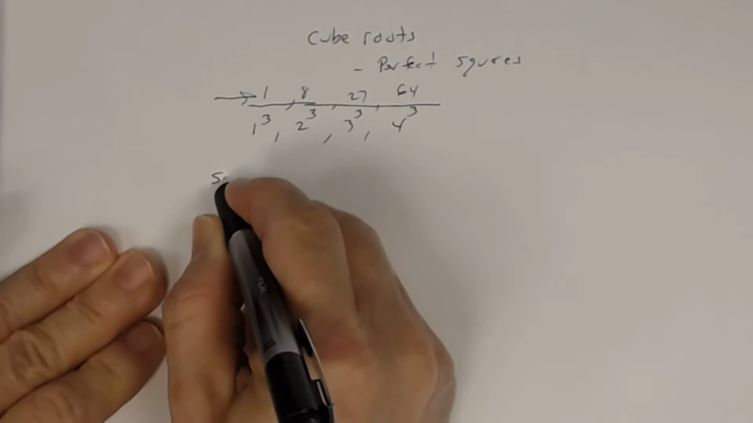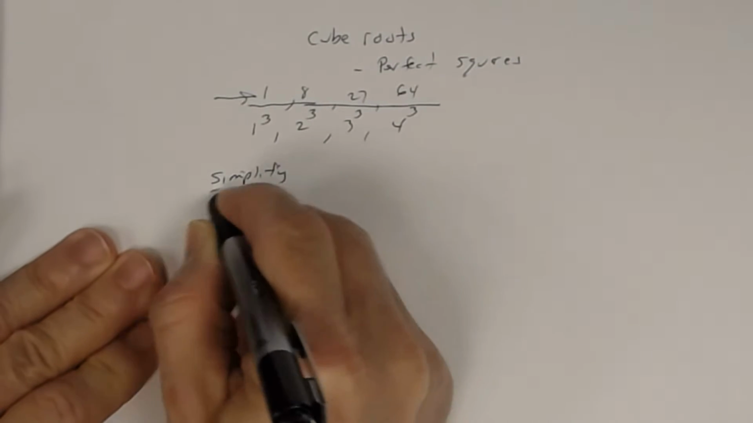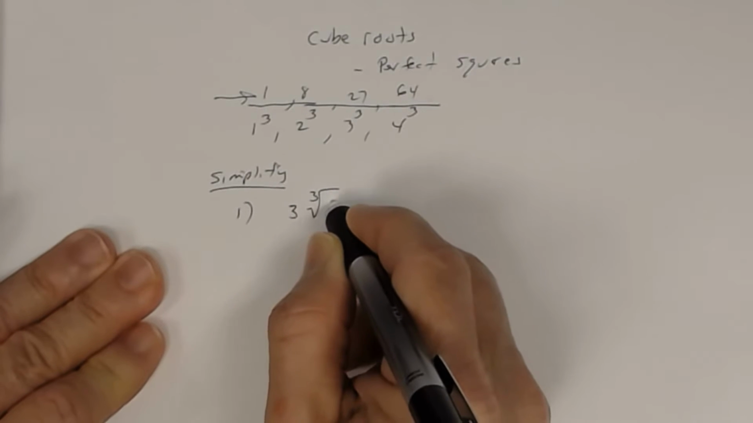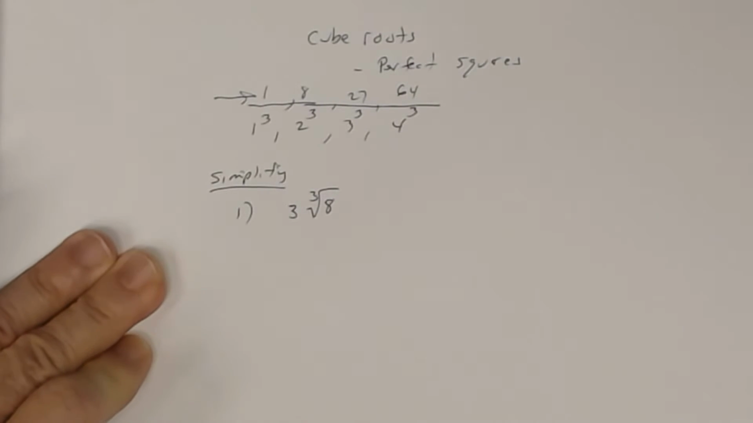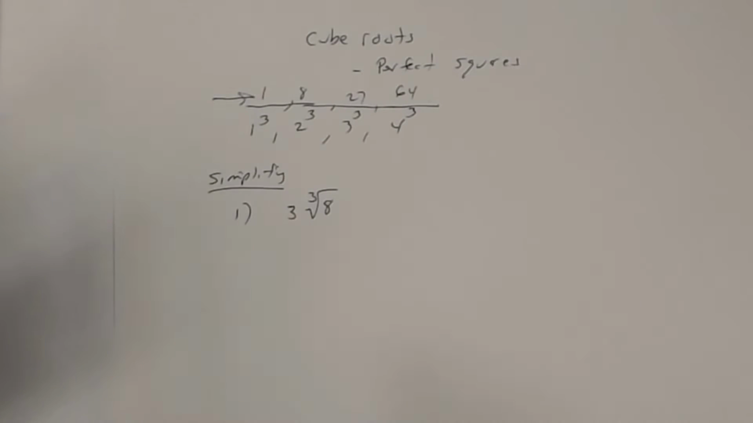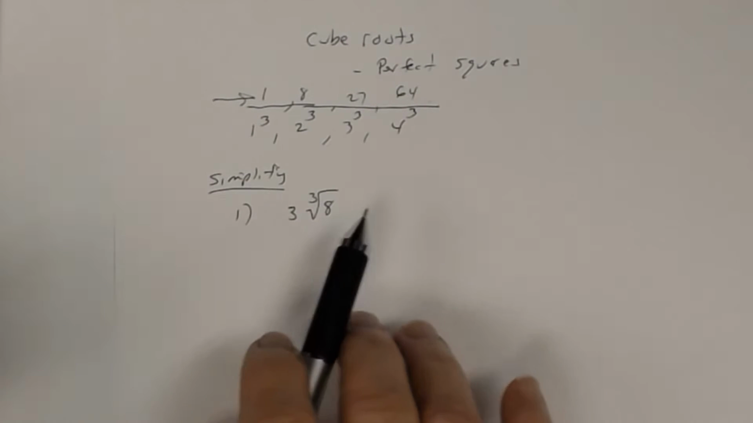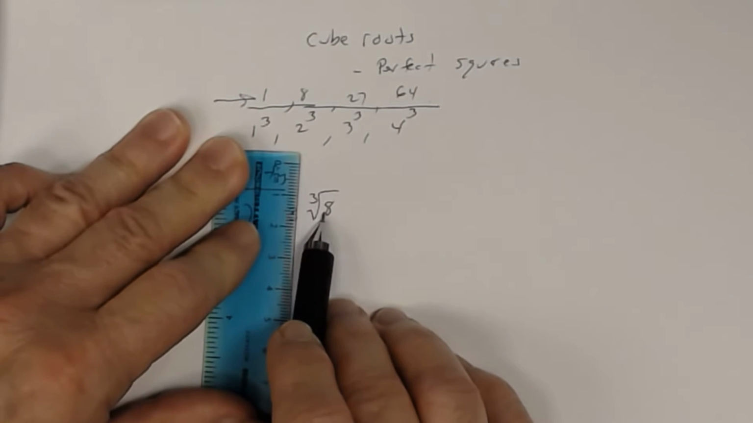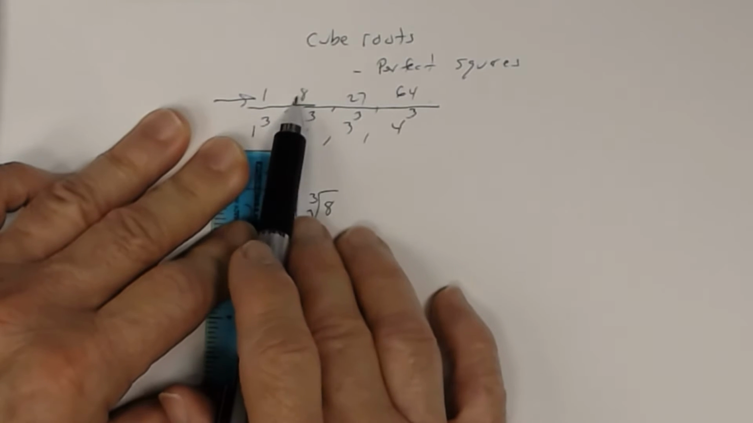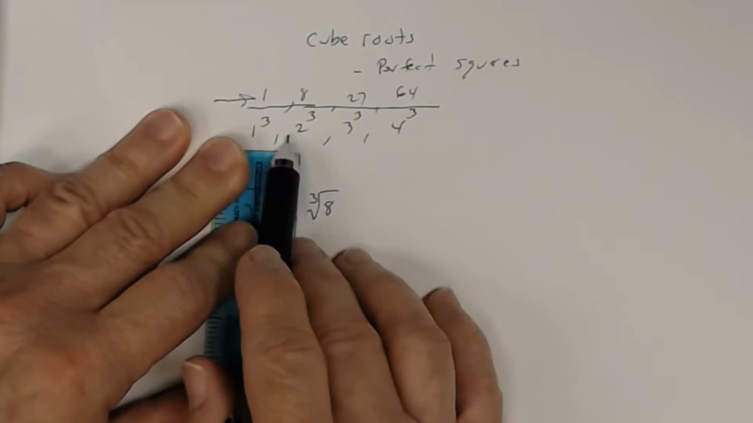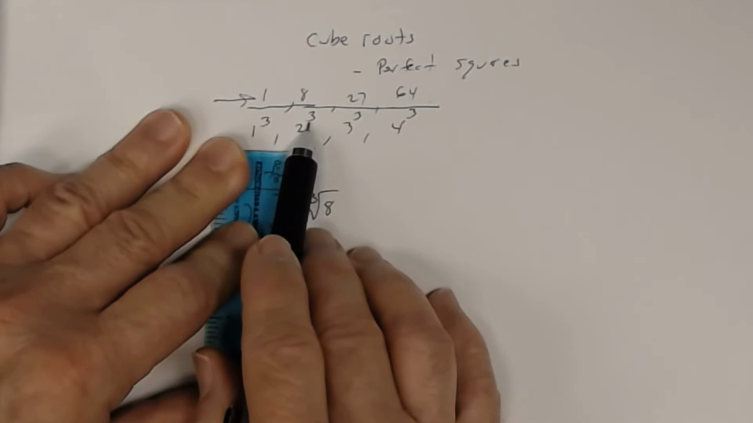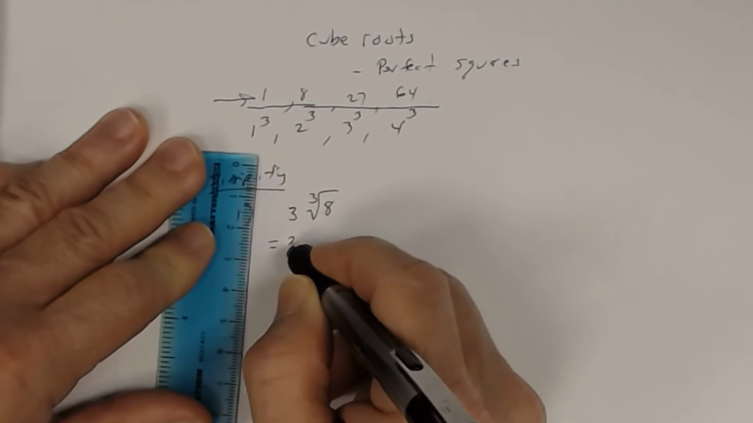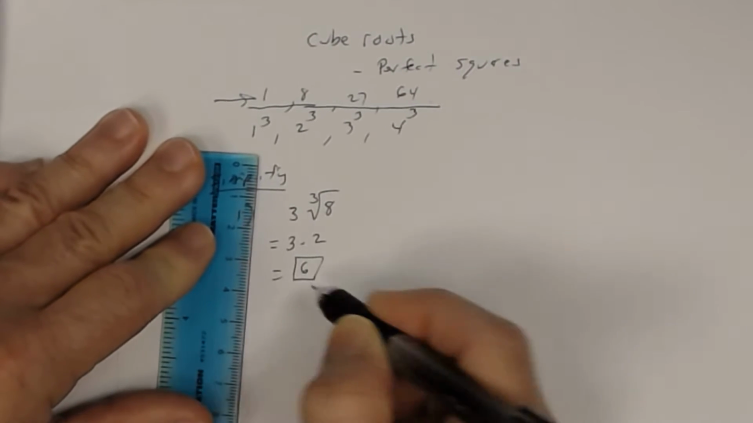So for example, let's go ahead and simplify each of the following. Number one, let's suppose we had 3 times the cube root of 8. So remember, I read this as 3 times the cube root of 8. So what we need to do is simplify the cube root of 8. Since 8's a perfect cube, the cube root of 8 is 2, because 2 times itself 3 times as a factor is 8. So I get 3 times 2, which is 6. So the answer is 6.